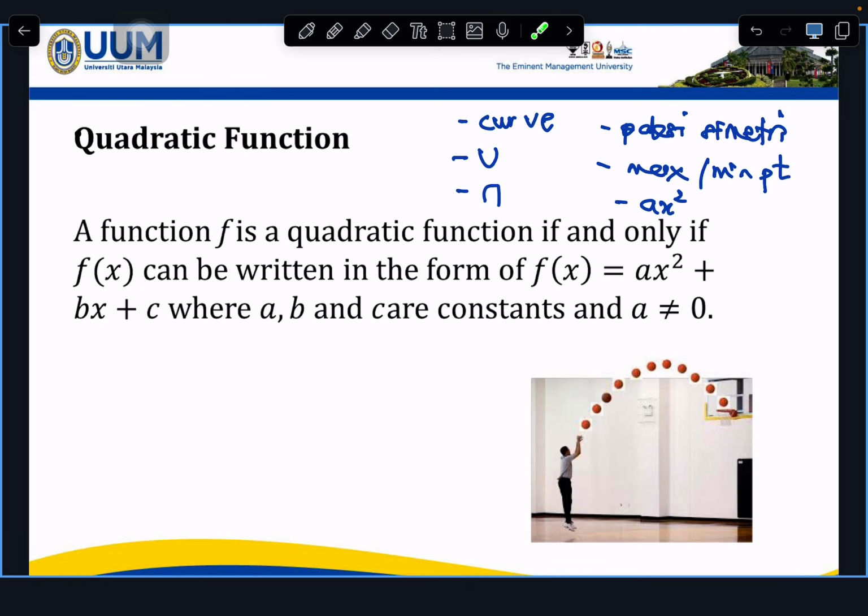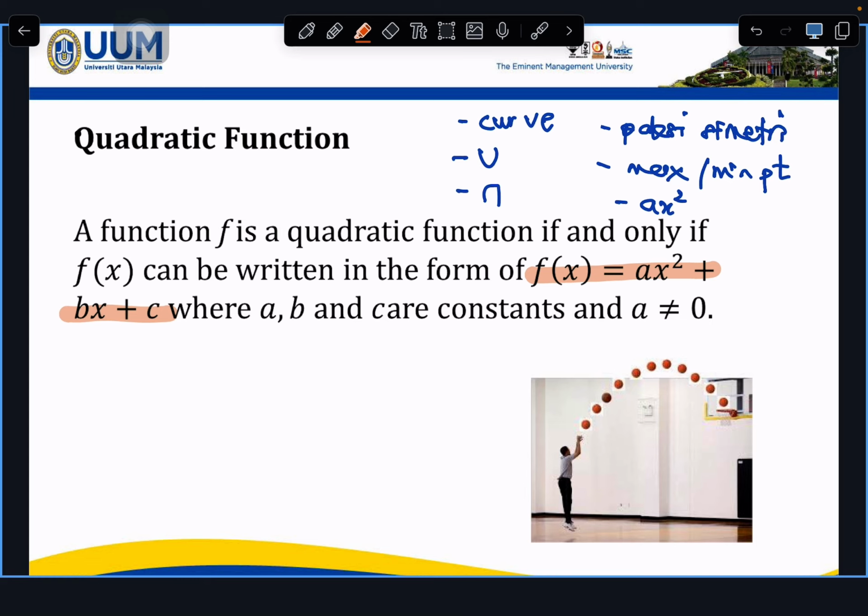And the first one is, yes, we have ax square now. Last time with linear functions, what is the highest power of x? 1. Now our x, 2. Okay. So what is the general form? The general form we call this one: f(x) equals ax square plus bx plus c. You can see this is a function because we write it in terms of f(x). And a, b, and c are constants.